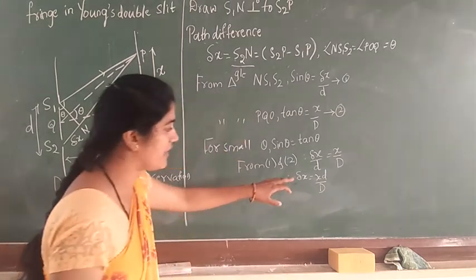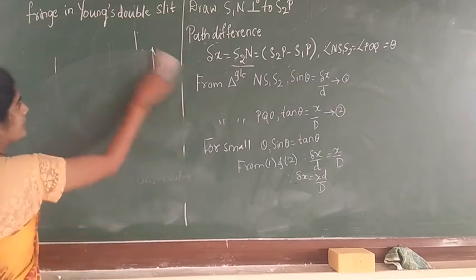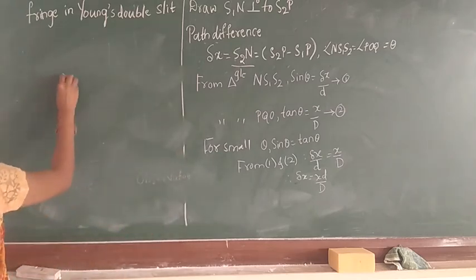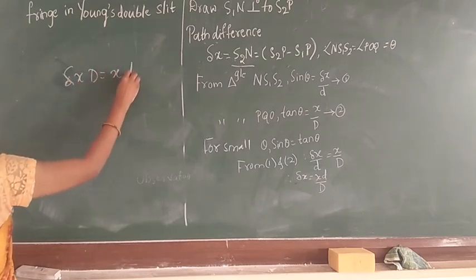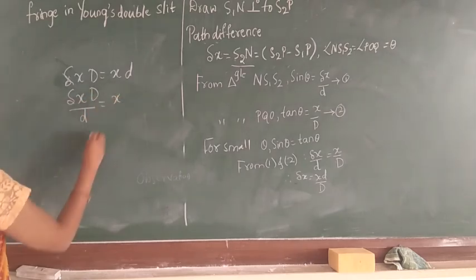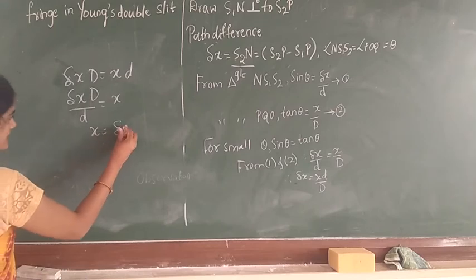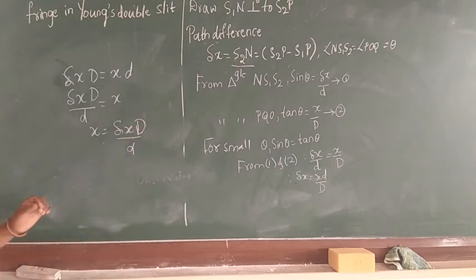Now, we have to find the value of small x. Delta x into D is equal to x into d, or delta x into D by small d is equal to x. Therefore, x is equal to delta x into D by d. This is equation 3. Delta x is the path difference, capital D is the distance between the double slit and the screen, and small d is the distance between the slits S1 and S2.